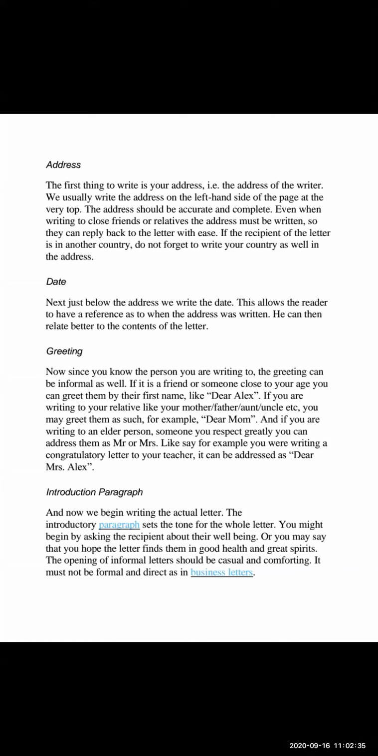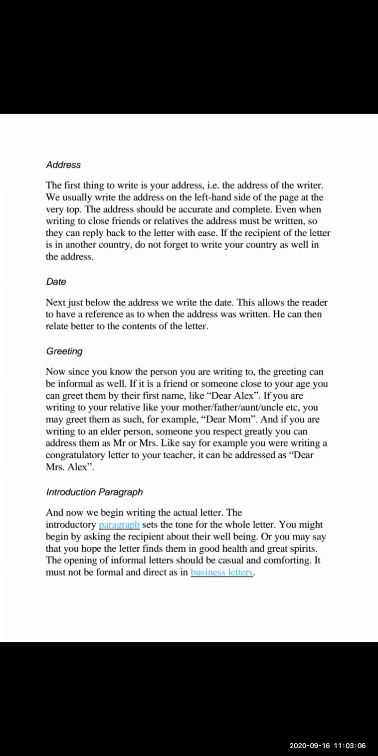So why do we write it? Even when writing to close friends or relatives, the address must be written, so they can reply to the letter with ease. If we are writing a letter to our friend, they can reply to us. That's why we write the sender's address. If the recipient of the letter is in another country, do not forget to write your country as well in the address.